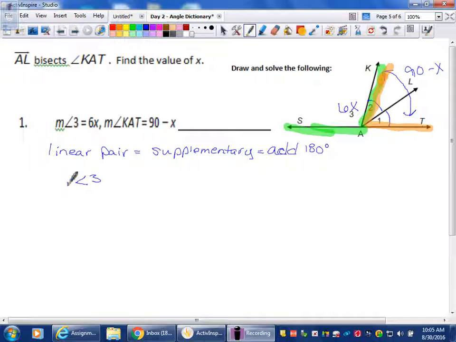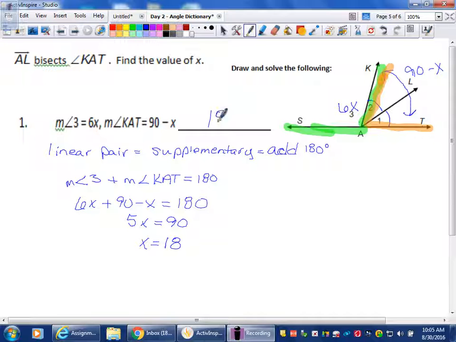So I would add the measure of angle 3 plus the measure of angle KAT, and set it equal to 180. So 6x plus 90 minus x equals 180. So I get 5x equals 90. So x here turns out to be 18. Okay.